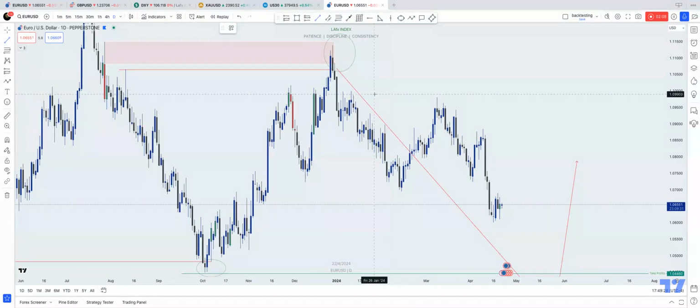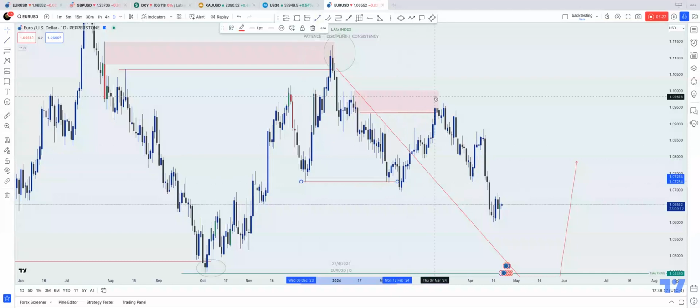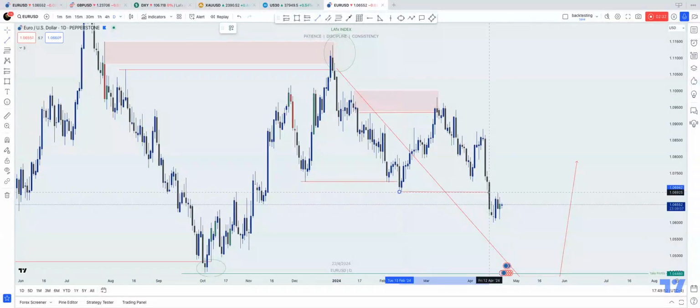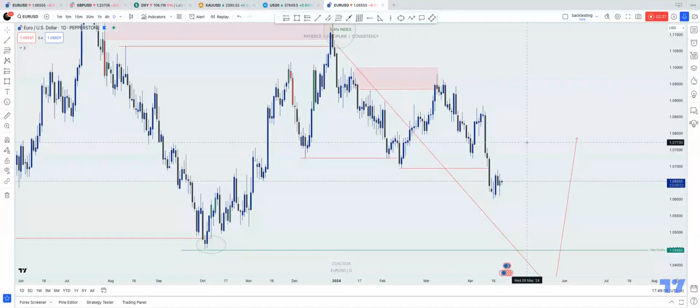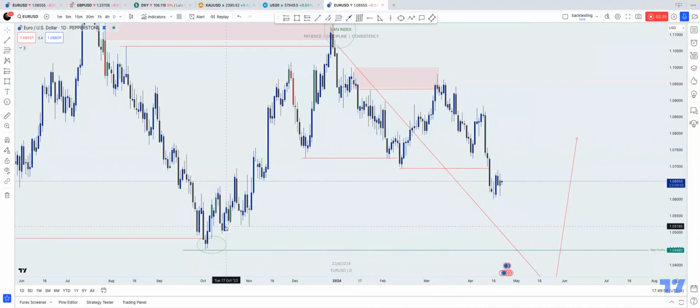right? So we have our liquidity sweep here. We have price reacting in this zone on the way down, right? So we have break of structure, retracement, break of structure, right? Now, until we take this low, we won't consider this area at all.